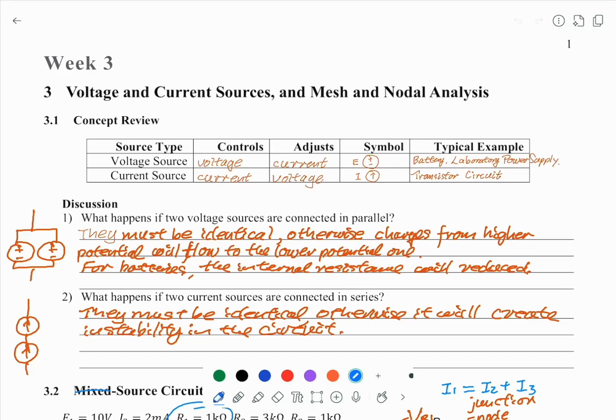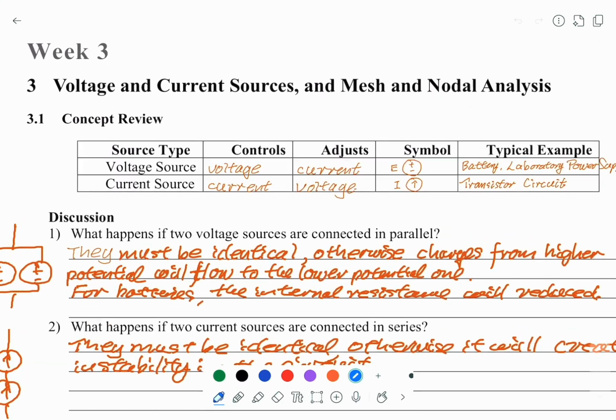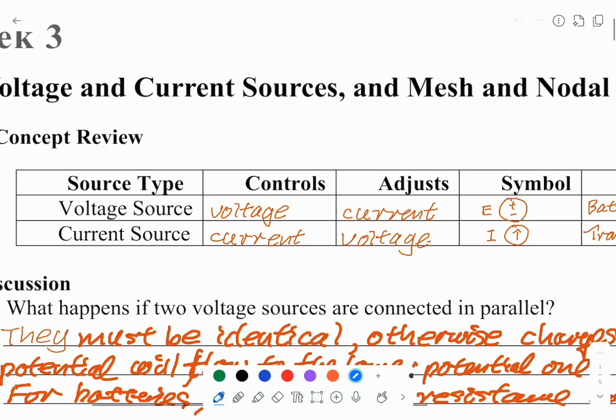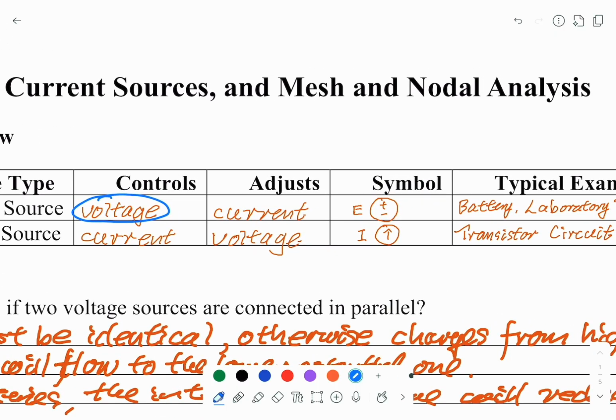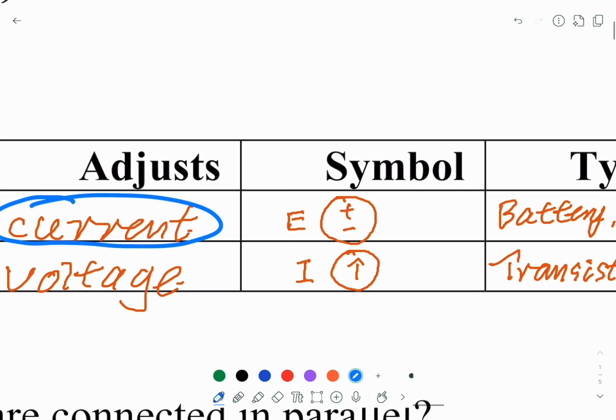Let's review some of the concepts involved in voltage and current sources. A voltage source is used to control the voltage. It means it will fix the voltage, and the current will adjust according to Ohm's law. So what it adjusts is the current. What's the symbol? We put a circle, plus, minus, and put the E here. So this is the symbol for the voltage source.